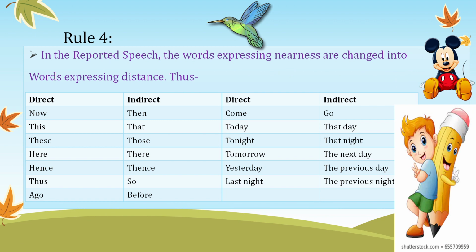Rule 4. In reported speech, the words expressing nearness are changed into words expressing distance. Whichever words are showing nearness or closeness will be converted into words that indicate farness or distance. Now will be changed into then, this into that, these into those, here into there, hence into thence, thus into so, ago into before, come into go, today into that day, tonight into that night, tomorrow into the next day, yesterday into the previous day, last night into the previous night.